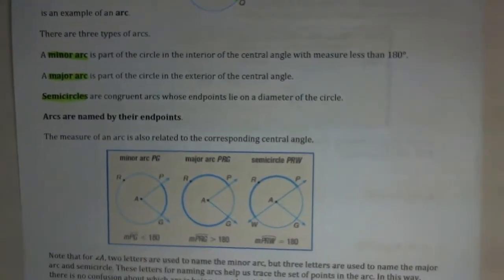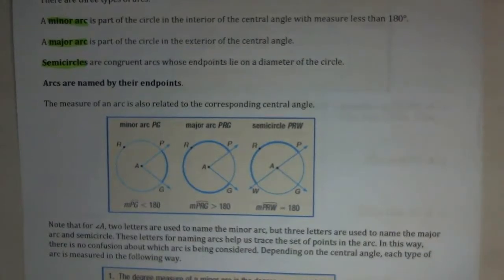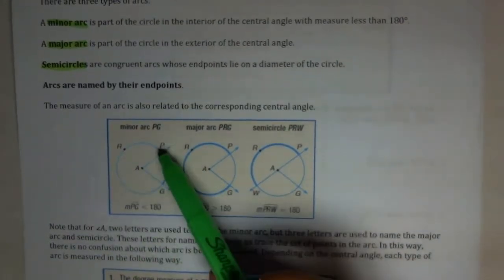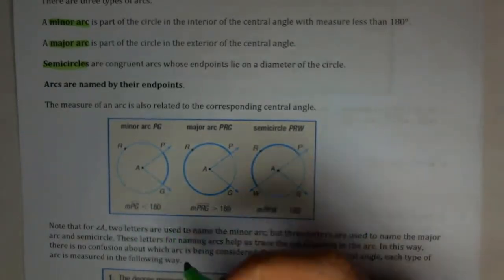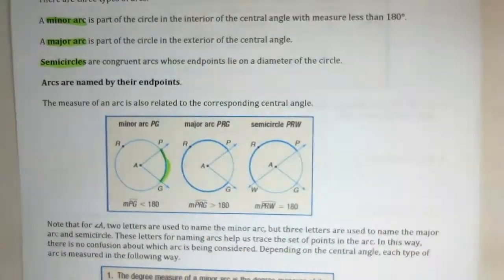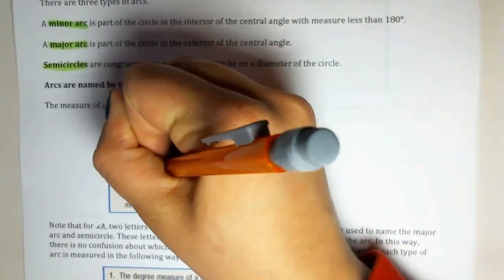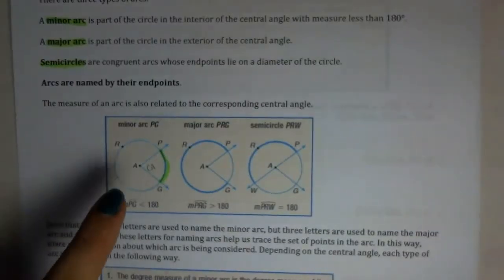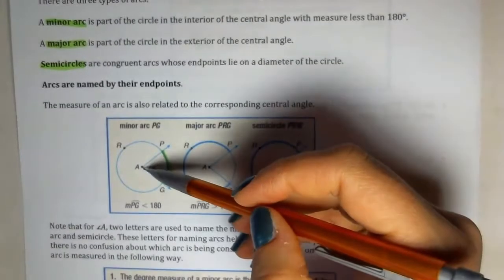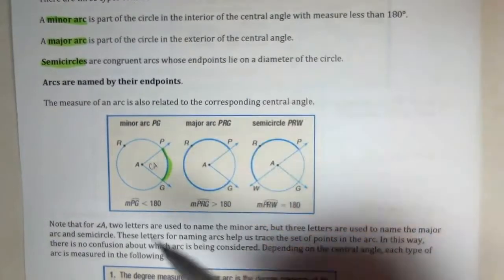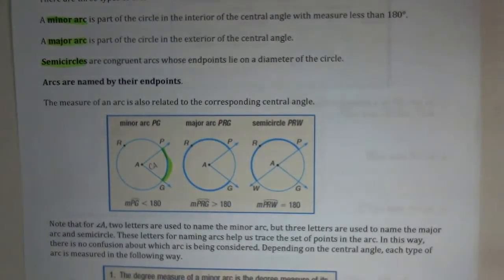Let's come down here and it'll help us a little more. Arcs are named by their endpoints. So we have point P, point G, point R, all these points on our circle. In this first diagram, minor arc PG. Here our central angle is this spot on this picture. A minor arc is part of the circle in the interior of the central angle. So this is the interior of the central angle, and that is going to be our minor arc here.